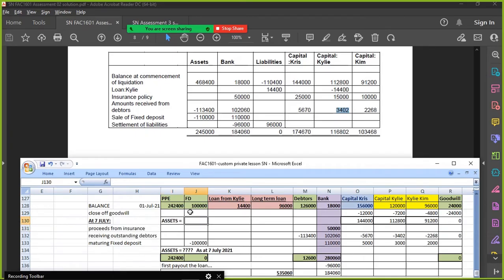the same amount. Okay, so this amount plus this amount plus this amount plus this amount plus this amount is the 540. But then this was balance at commencement of liquidation. Looks like they've taken out the goodwill. So if I subtract goodwill, get rid of the goodwill, I get 486,400. That's still not what they've got. Let's see what the difference is. 468,400. Do you think it's a typo? Maybe it's a typo.